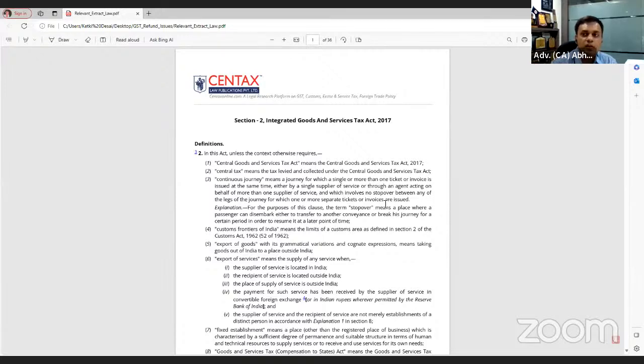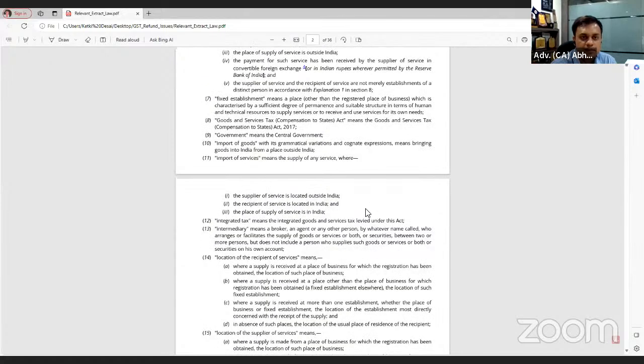So a transaction can qualify as an export of service only if all these five conditions are satisfied. If one of the conditions is not satisfied, then the transaction would not qualify as an export of services.